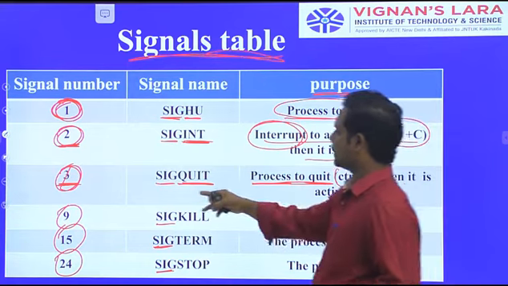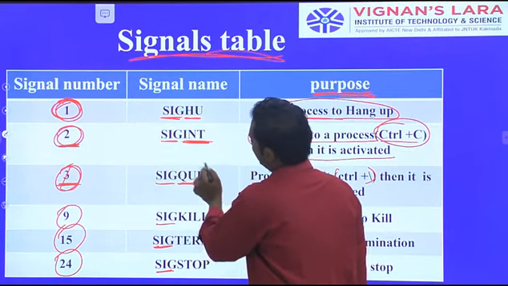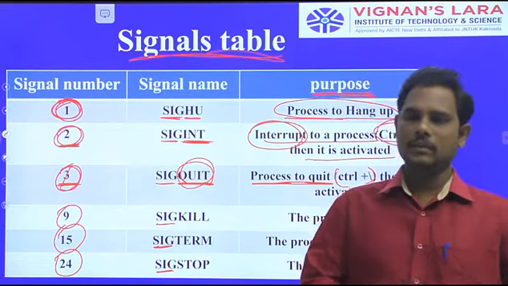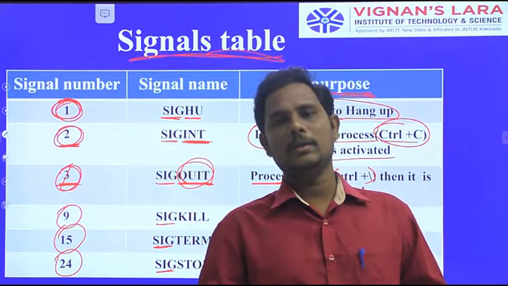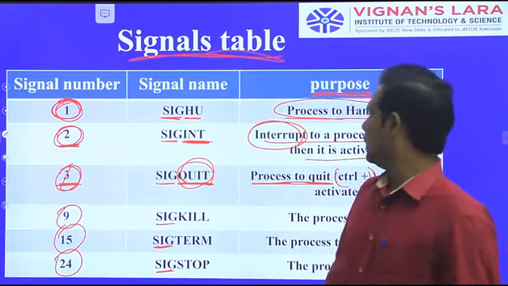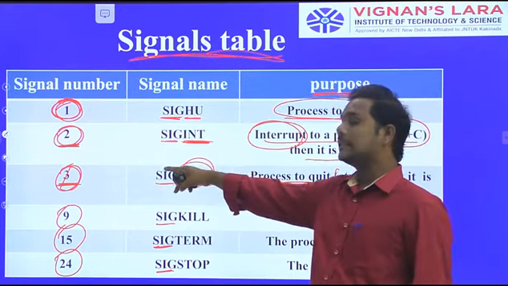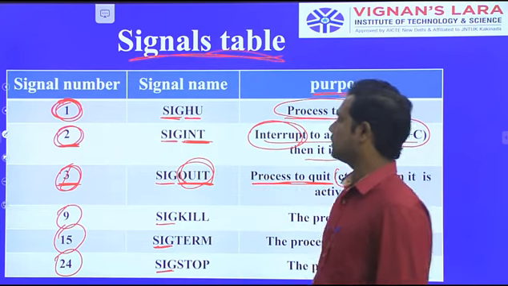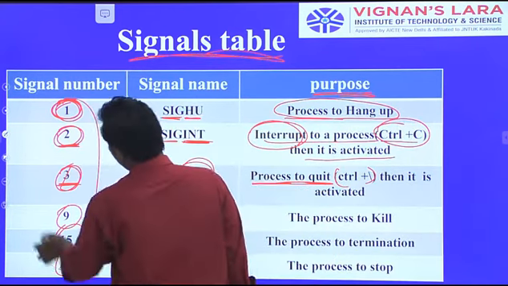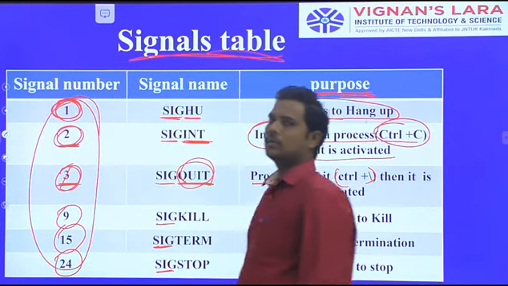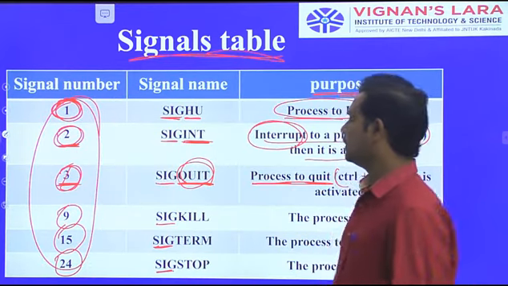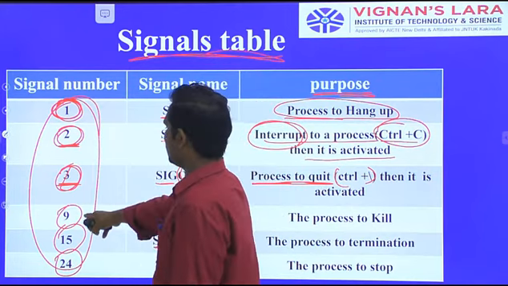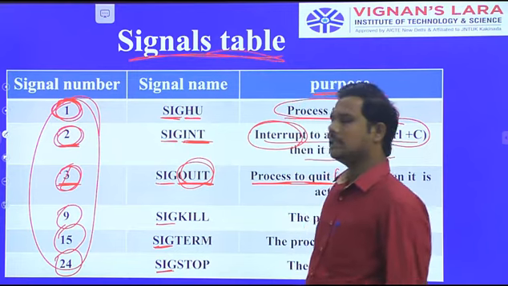So SIGQUIT means the signal will be quit, either after completion or, before completion, when there may be some problem. So 3 means SIGQUIT. Just know these numbers, because these numbers are used to trap the signal. That's why these numbers are very, very important, as I told you.